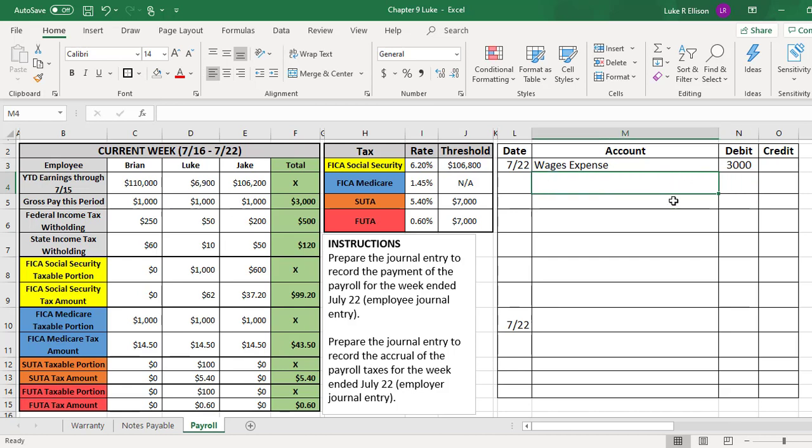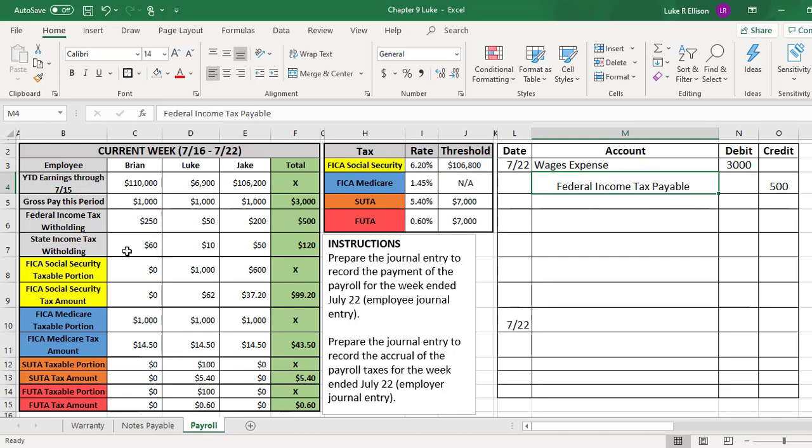Next, we can look for all of the different deductions from the employee's paycheck. The first of which is going to be the federal income tax. And the total for that is $500. So we're going to use the federal income tax payable account for the total of $500. And the reason this is a payable account is because the company is not going to pay it right away, right? So until that's paid, it's going to be a payable. And that's going to be the case for each of these different withholdings.